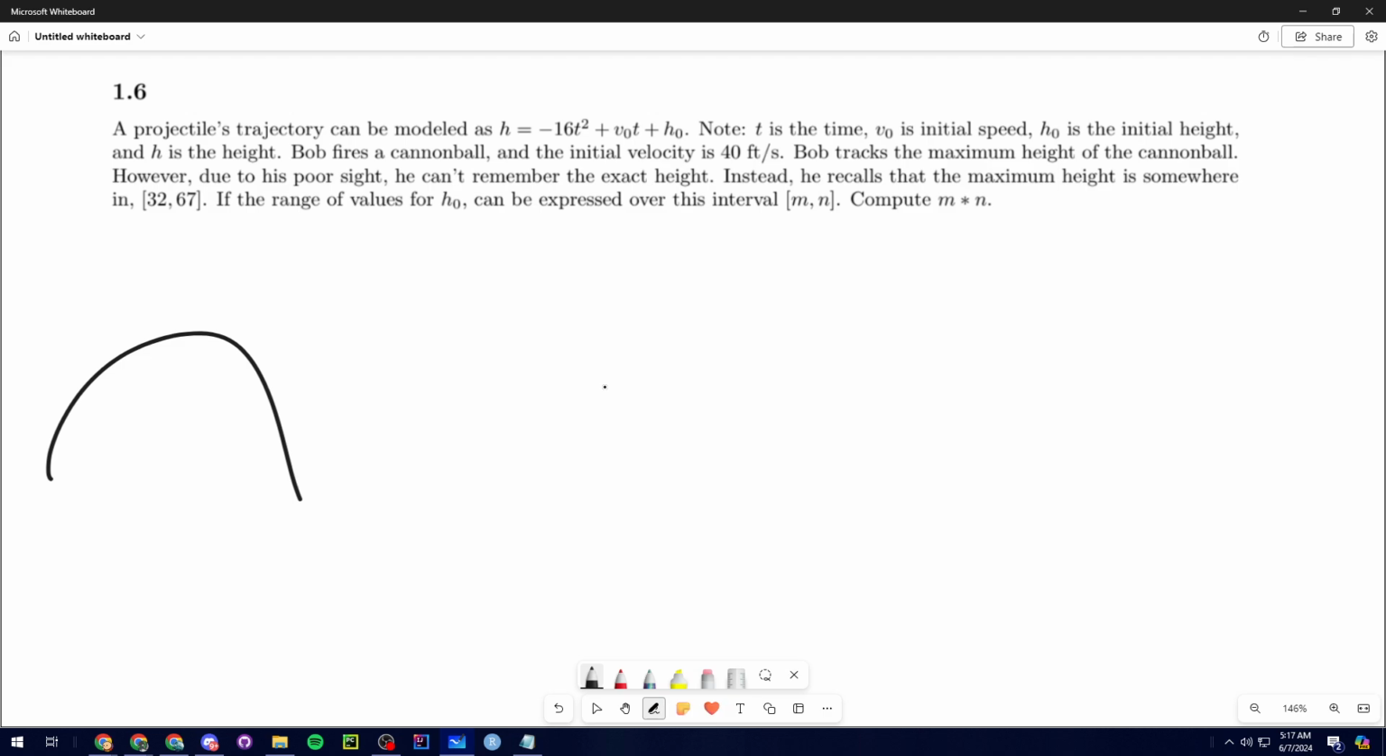But yapping aside, we can move on to the next part, which is he fires a catapult or a cannonball, and the initial velocity is that. So boom, we already have a coefficient. You have negative 16t squared plus 40t plus, do we have h naught? We don't. We do have an interval of the maximum height, but we don't have h naught. So how do I find the max height? Well, what's the vertex of the parabola?